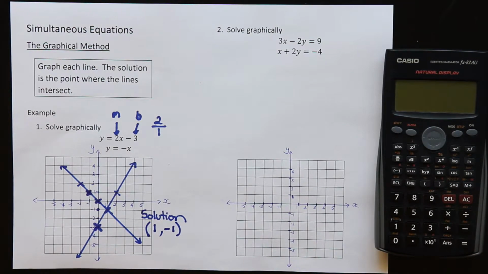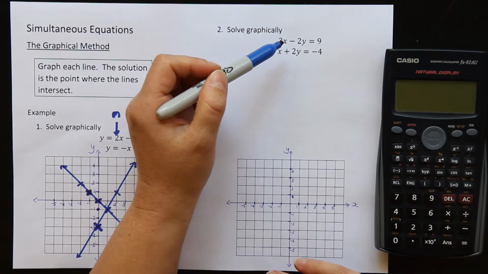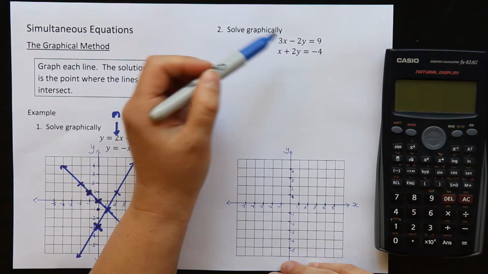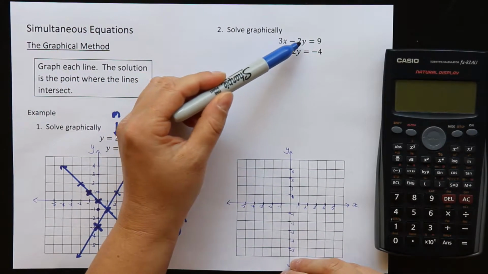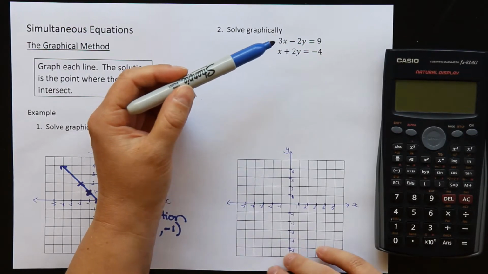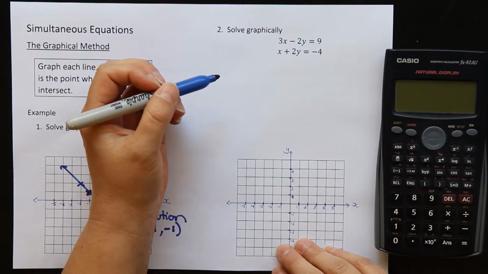Let's try that again in question 2. This time our equations aren't in the gradient intercept form, which would have to be the y equals mx plus b form. I have 3x minus 2y equals 9. So I'm going to use a different method this time. I'm going to use the xy intercept method.